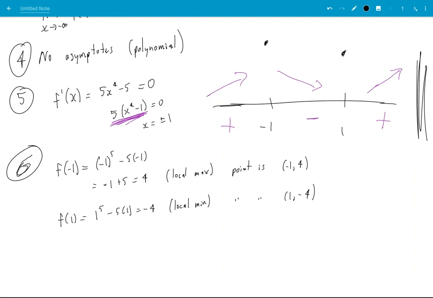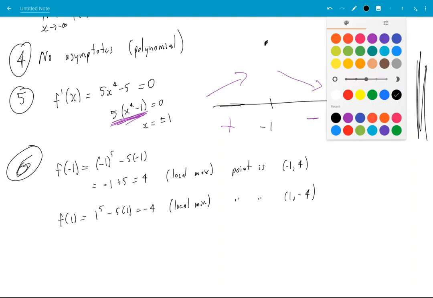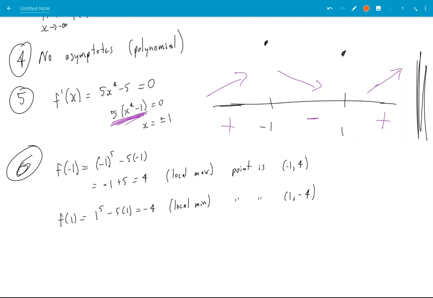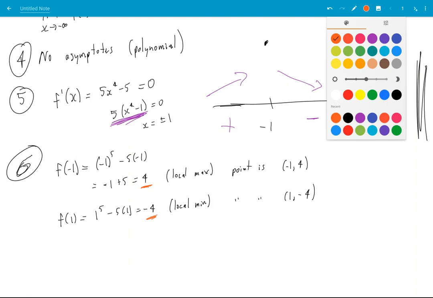Okay, so it'll all be very useful later. I'm going to underline. This is the local max, the y value. And this is the local min, the y value. So for part 6 here, you have to calculate these things.